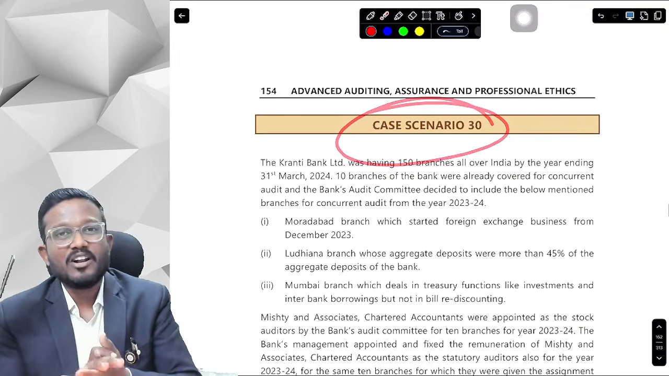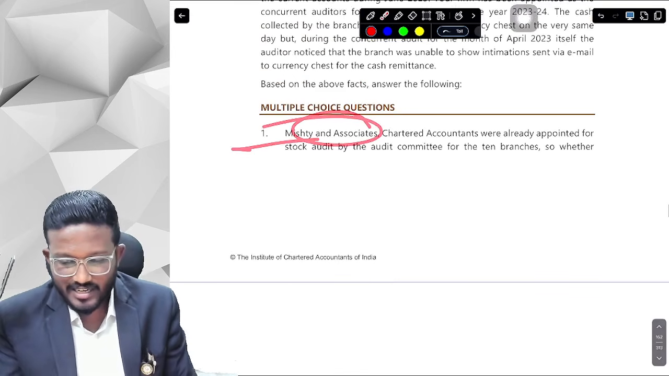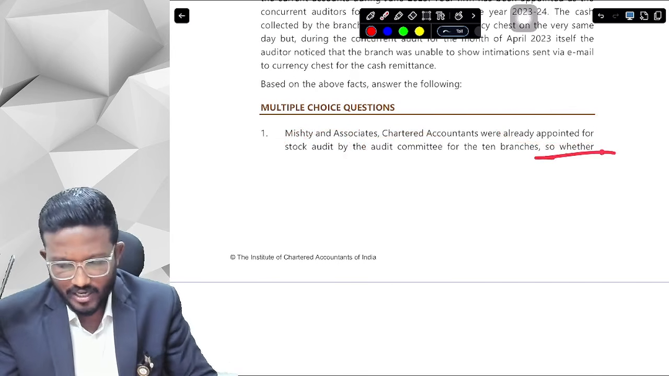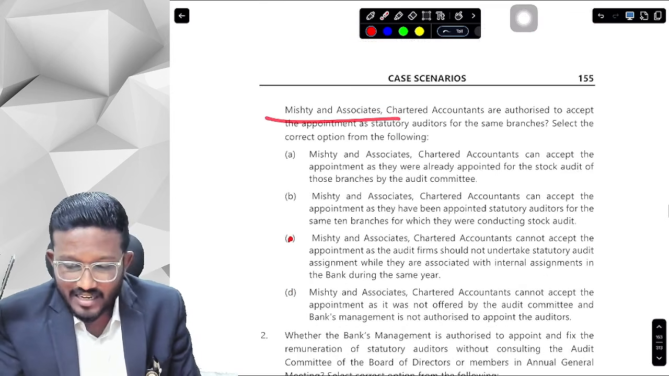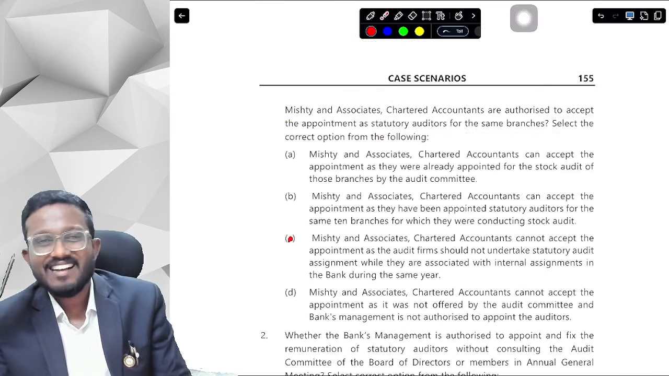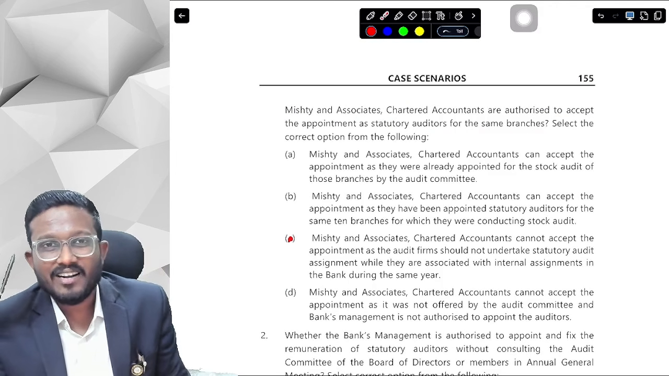Now let's do case scenario number 30. What does it say sir? It says that Mystery and Associates were appointed for stock audit by the audit committee for 10 branches. Whether Mystery and Associates are authorized to accept the appointment as statutory auditors of the same branches? No sir. The statutory auditors of the bank cannot do internal audit assignments of the bank.